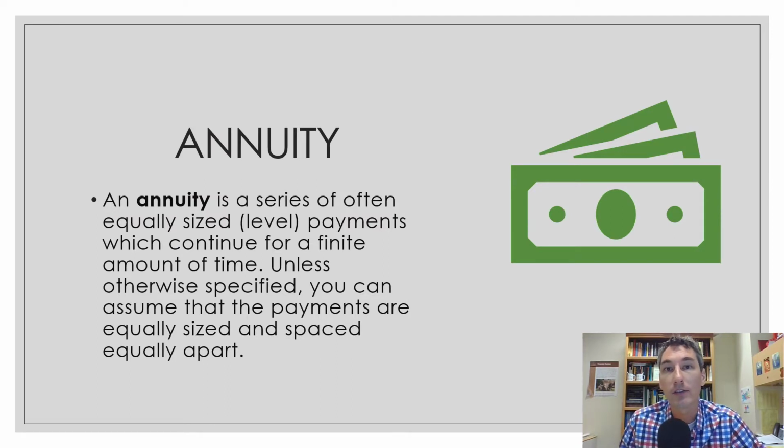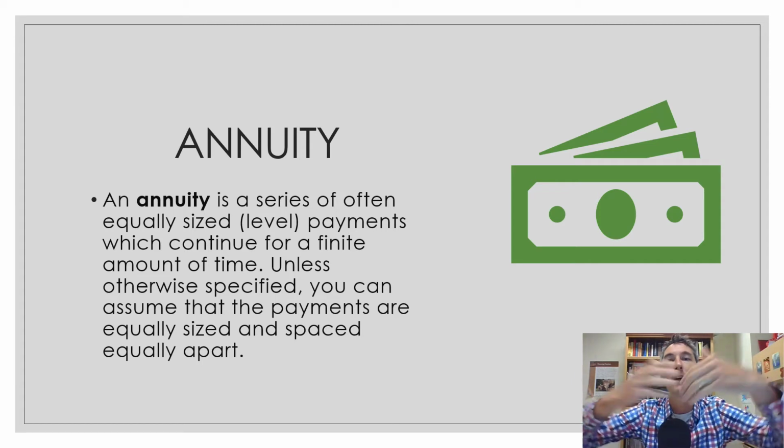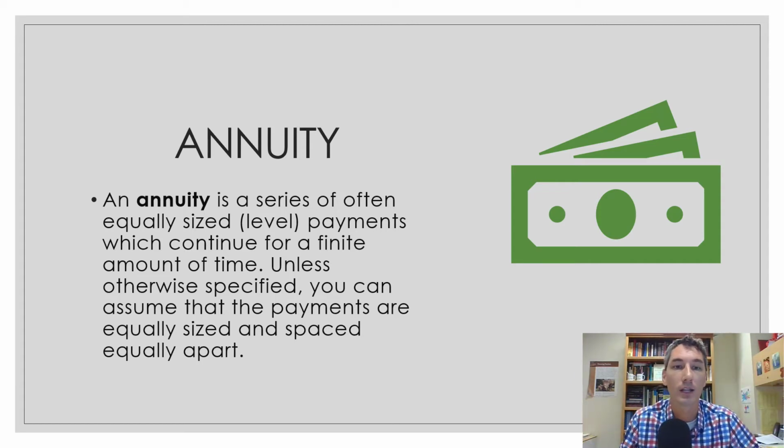So an annuity is a series of often equally sized payments called level payments, which continue for a finite amount of time. Okay, so that's the difference between the perpetuity, extending in perpetuity, and an annuity, a fixed amount of time. Unless otherwise specified, you can assume the payments are equally sized and spaced equally apart. A nice example is if you win the lottery, for example, Mega Millions, you can either take the lump sum now or they'll pay you X amount of dollars per year for the next 30 years. That's basically an annuity.